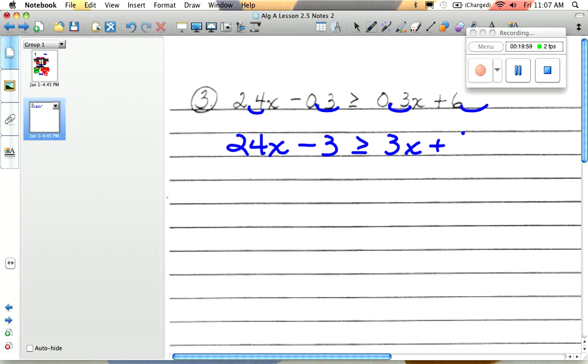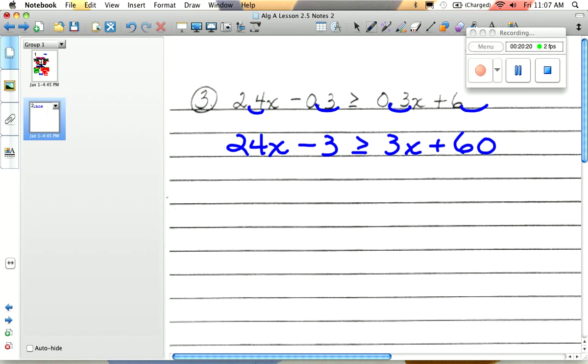plus 60. I want you to recognize that sometimes you get to just rename things and make them friendlier to work with. But remember, whenever you multiply or divide, you have to do it to every piece. So that's what we just did. We multiplied every piece by 10. And now we can go about solving this.